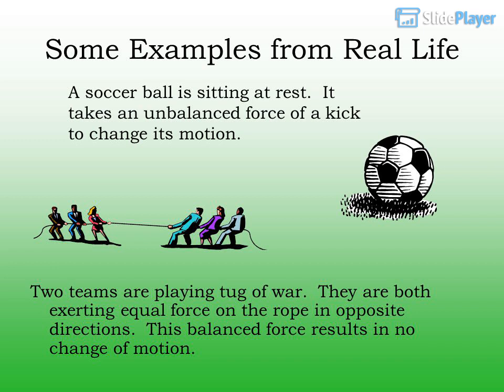Some examples from real life. A soccer ball is sitting at rest. It takes an unbalanced force, the kick, to change its motion. Two teams are playing tug of war. They are both exerting equal force on the rope in opposite directions. This balanced force results in no change of motion.